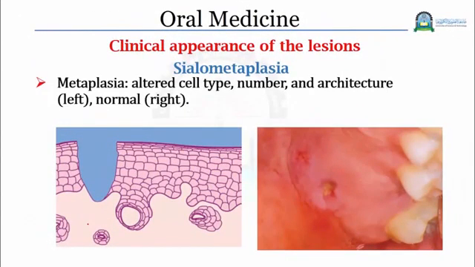Sialometaplasia. Some of the lesions presented with clinical pictures, we call it sialometaplasia. Metaplasia means altered cell types, and number, and also the architecture. So this is the sialometaplasia, which might result from ecchymosis, or what we call an ischemic condition in that area, leading to sialometaplastic lesions.